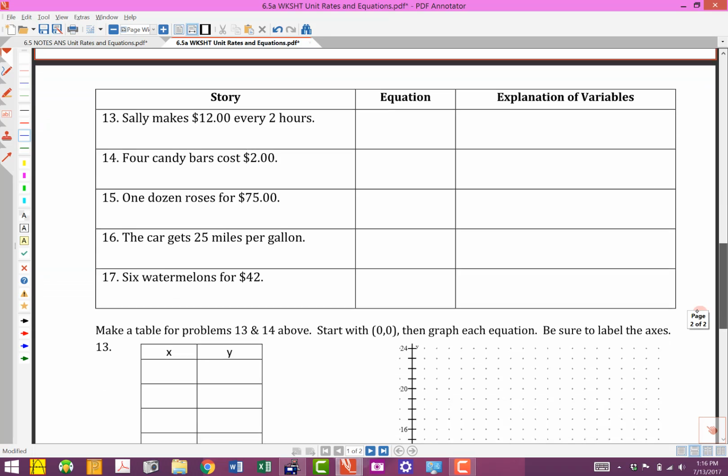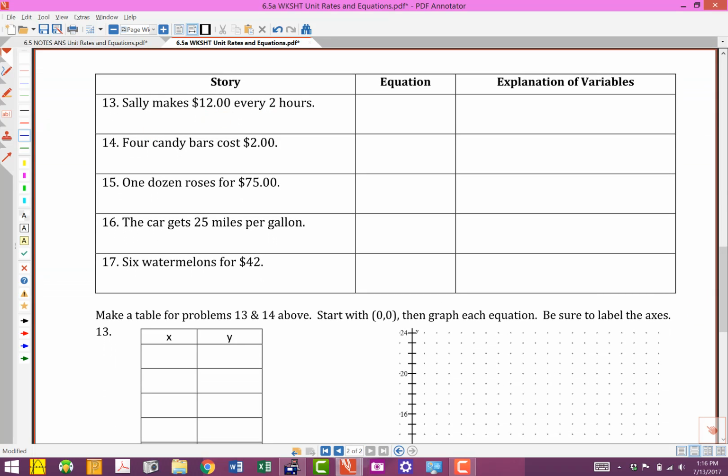Here there's nothing to choose from, so Sally makes $12 every 2 hours. Well, remember the cost usually goes on the top, so we're going to do 12 divided by 2, so that's going to be 6 over 1, so that's going to be $6 per 1 hour. So the equation is going to be Y equals, remember it's the unit rate times X.